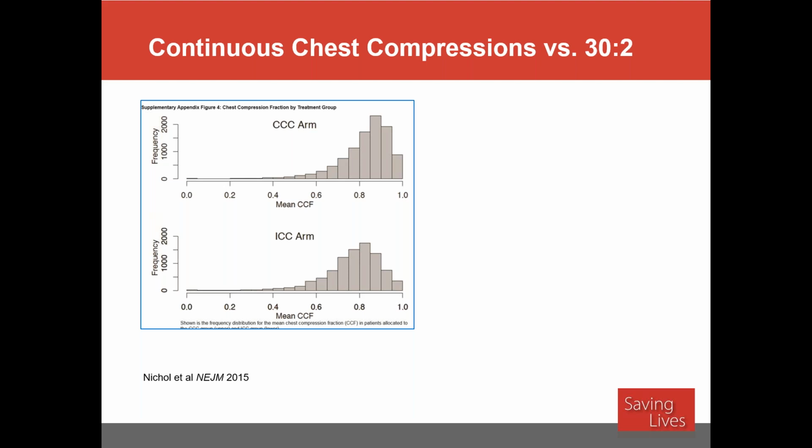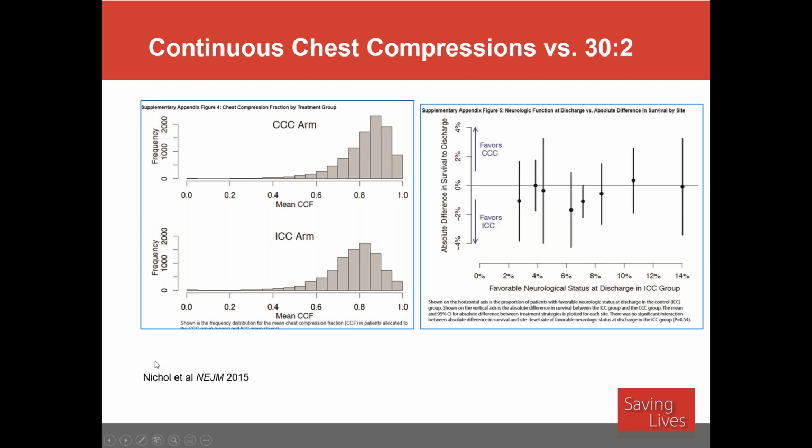So this is the continuous chest compression. This is the 30 to 2. And what you can tell by this graph is that they were on the chest a heck of a lot more when they did continuous chest compressions versus the 30 to 2. So that's an advantage. That's a major advantage.